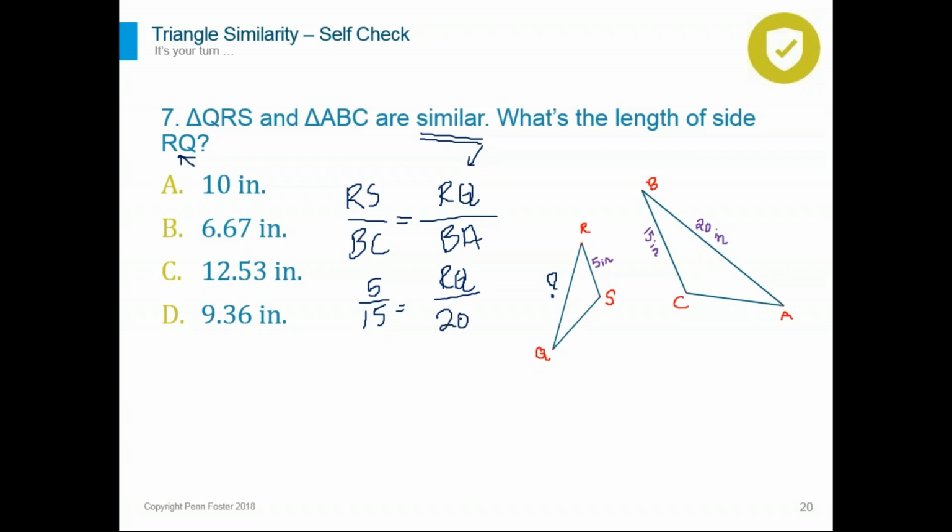My way of solving that proportion is multiply and then divide. So RQ equals, cross multiply, 5 times 20 divided by 15, and that would give you 6.67 inches as the side length for RQ. And again, that was possible because the two triangles are similar.